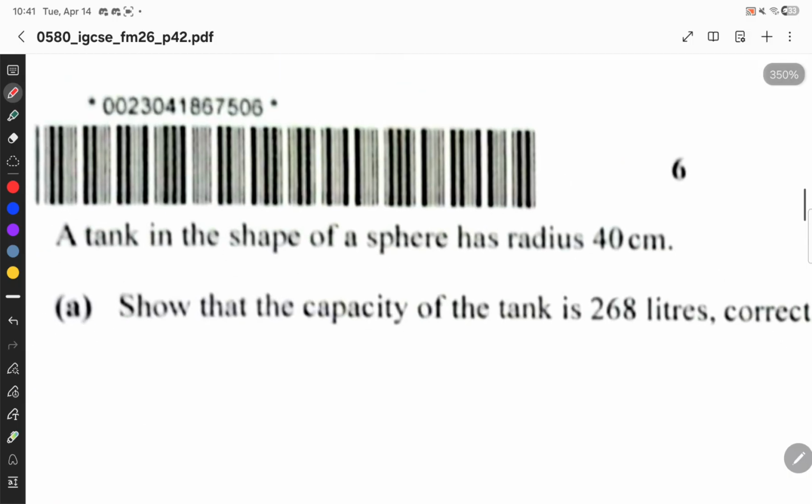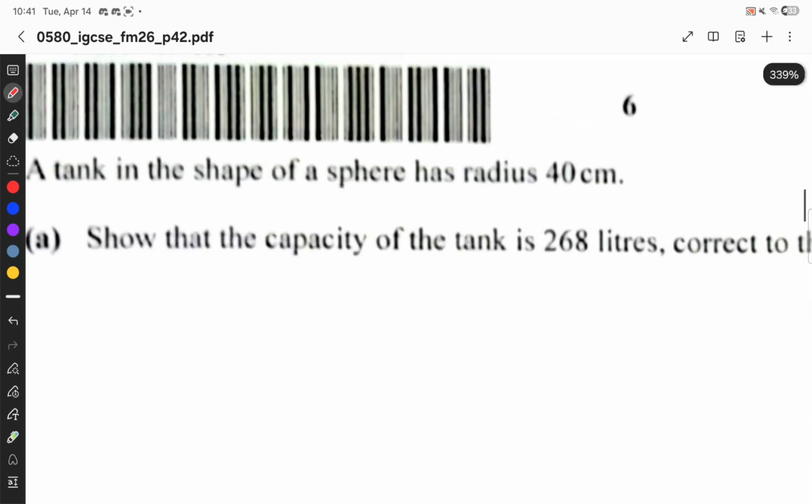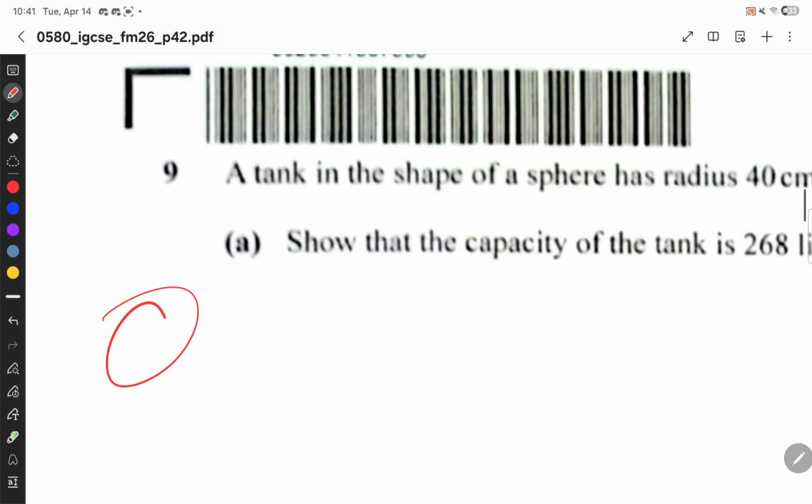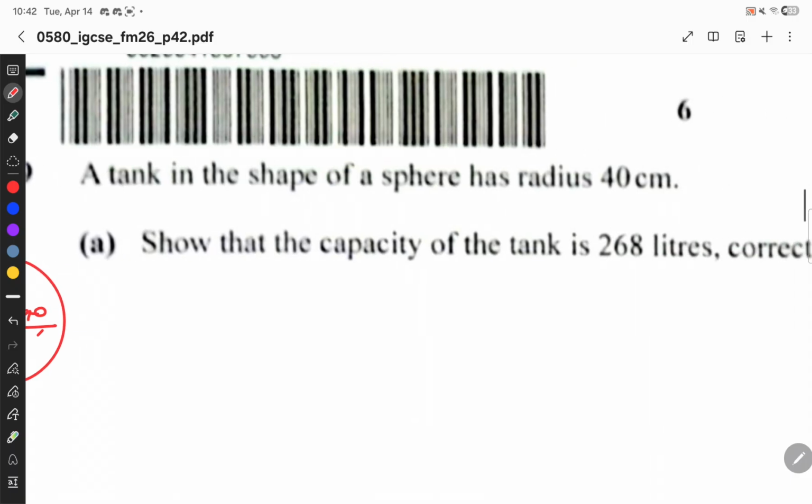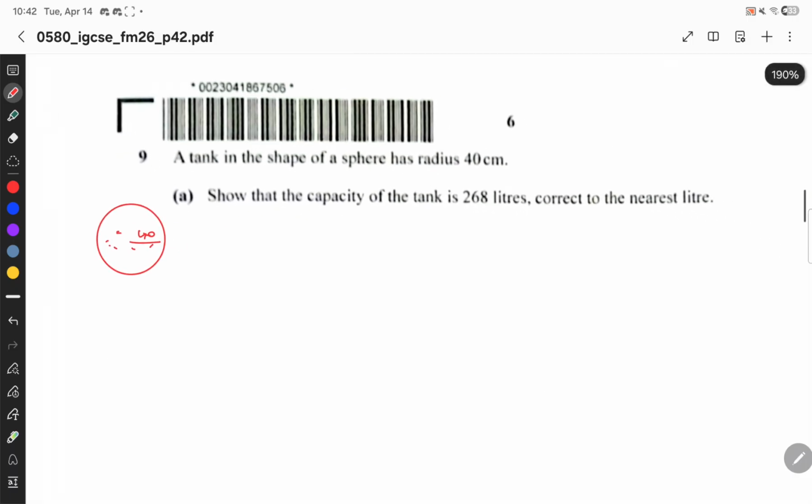A tank in the shape of a sphere has a radius of 40. So a sphere has a radius, this is not a ball shape, has a radius of 40. Just trust me on this one. Show that the capacity of the tank is 268 liters, correct to the nearest liter.